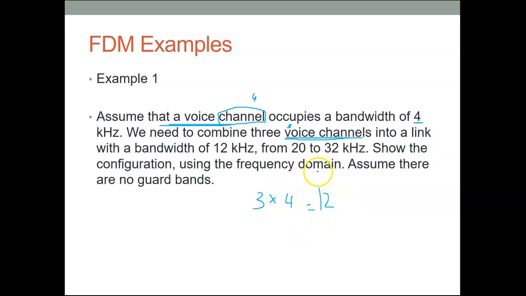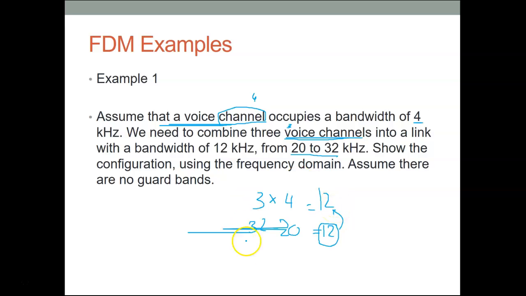Now I want to share this 12. Okay, I have the data from 20 to 32 kilohertz. So if I say 32 minus 20, how much do I get in total? 32 minus 20 equals 12, which is the same as the link. If this 12 is bigger, if this number is bigger, then I cannot use this media. It doesn't fit. However, here it's the same, so I can send the signal.